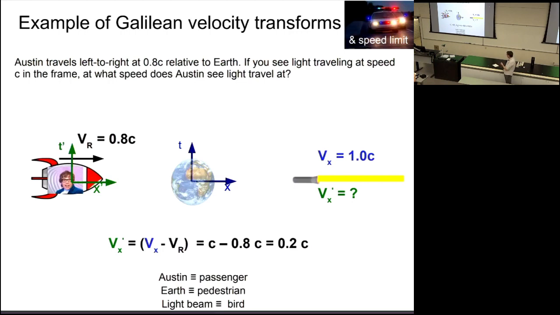So if we were to use the classical Galilean velocity transformation, it's just this common sense formula here, what would we get? Well, we would be plugging in the speed of light in the Earth reference frame. That's the blue Vx here, and that's the speed of light. We'd be plugging in Austin's motion in the Earth reference frame. That's 80% of the speed of light, so we plug in 0.8c here. And then when we do the calculation, we'd have 1c minus 0.8c, which will give us 0.2c. And so it's common sense, right, that Austin, if he's moving towards the right at 80% of the speed of light, he'd see the light ray that's traveling towards the right at 100% of the speed of light, he'd see it moving at 20% of the speed of light. Common sense.